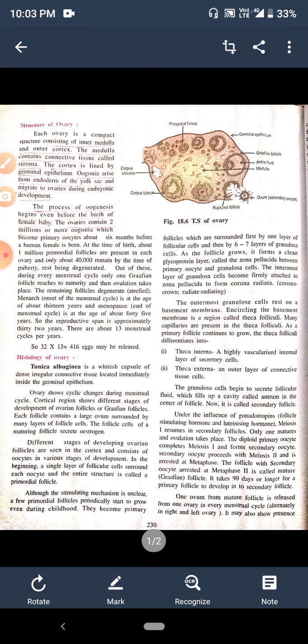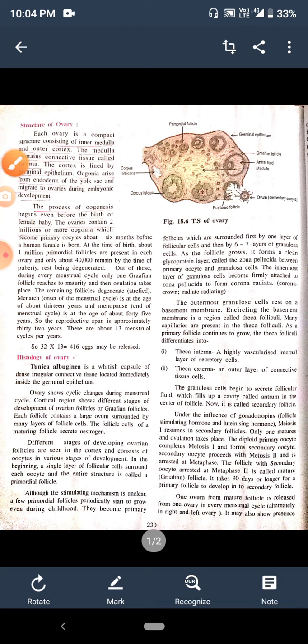Now the next will be, see, although the stimulating mechanism is unclear, a few primordial follicles periodically start to grow even during childhood. Some of these primordial follicles develop, mature, or start to grow, but the reason behind it is still unknown. They become primary follicles. First these primary follicles will form. Here you can see the primary follicles formed, and they are surrounded first by one layer of follicular cells and then 6 to 7 layers of granulosa cells. Here you can see 6 to 7 layers of granulosa cells are there.